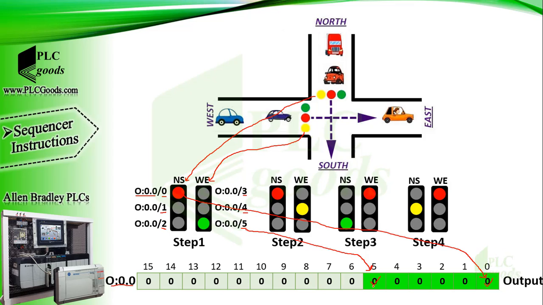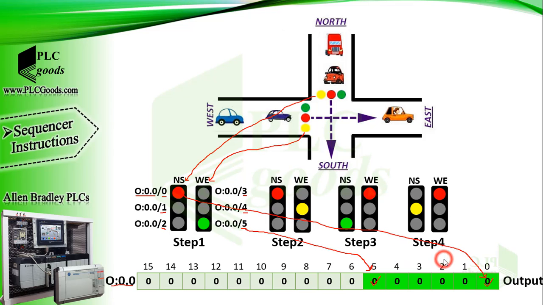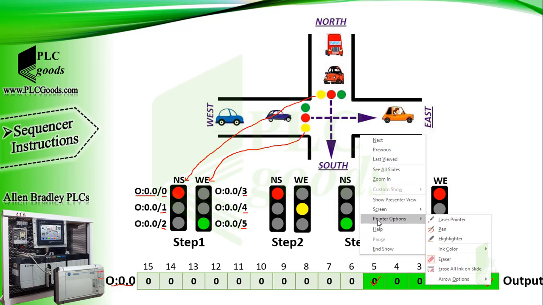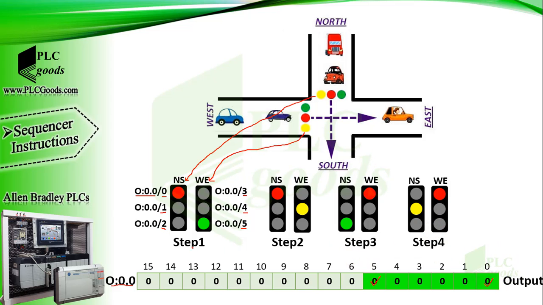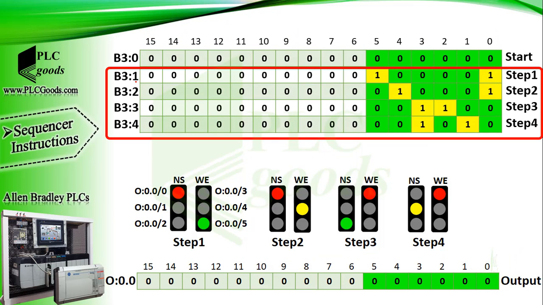For these traffic lights, there are four states, which must be repeated in the sequence, step 1 to step 4. Note that, after the last step, this sequence, step 1 to step 4, must be repeated. Well, each step condition can be stored in a word memory of the PLC. I have used four binary files to store these steps.